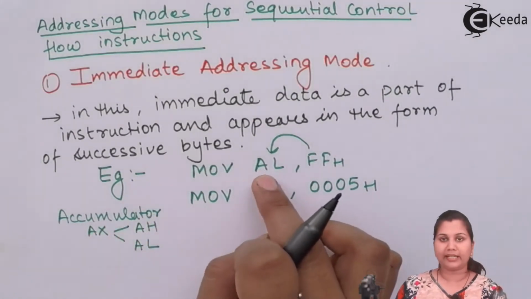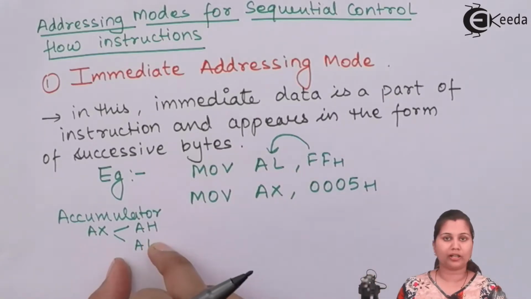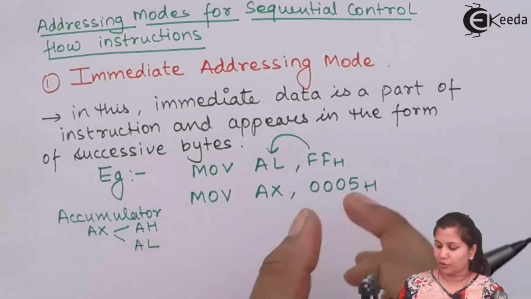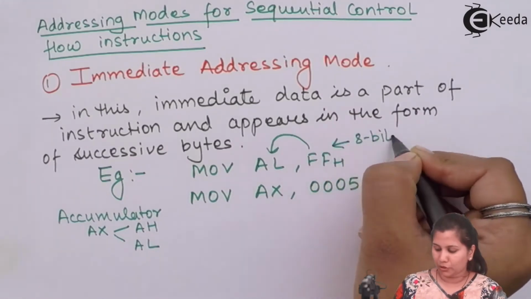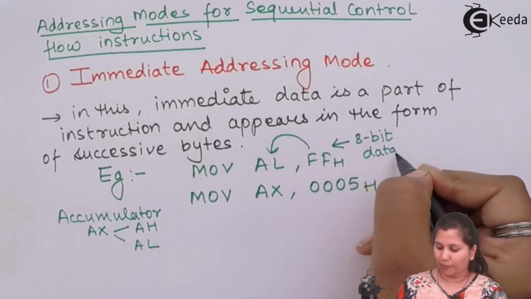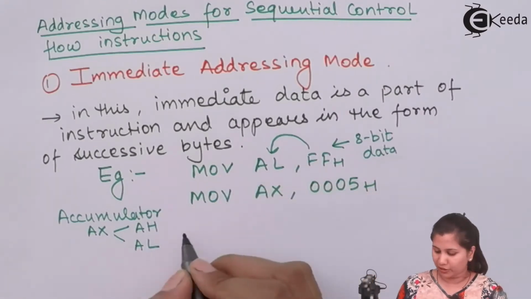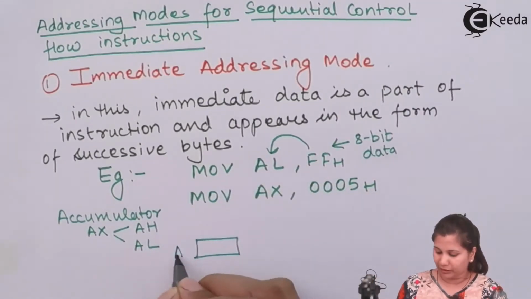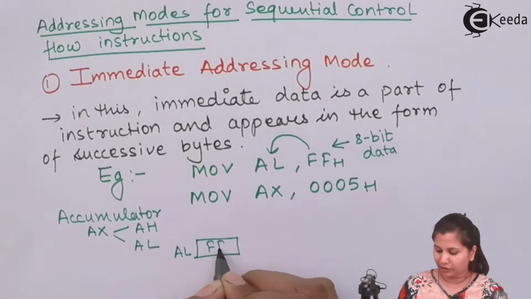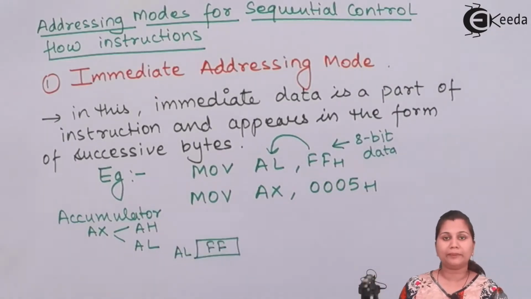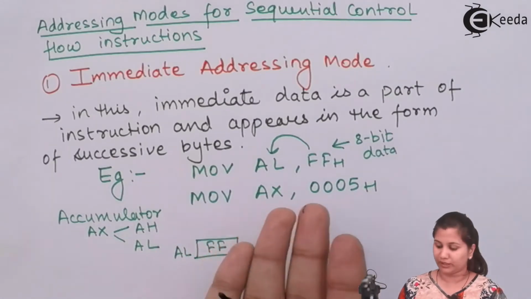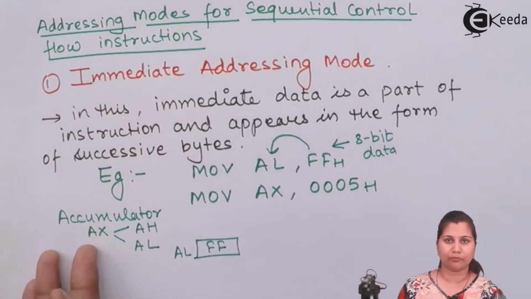Here it is written AL, meaning the lower order accumulator register is used. So here we have the 8-bit data. This 8-bit data is copied into the AL register. So AL will have the FF content. Meaning the data which is to be moved is available in the instruction itself. So it is a type of immediate addressing mode.